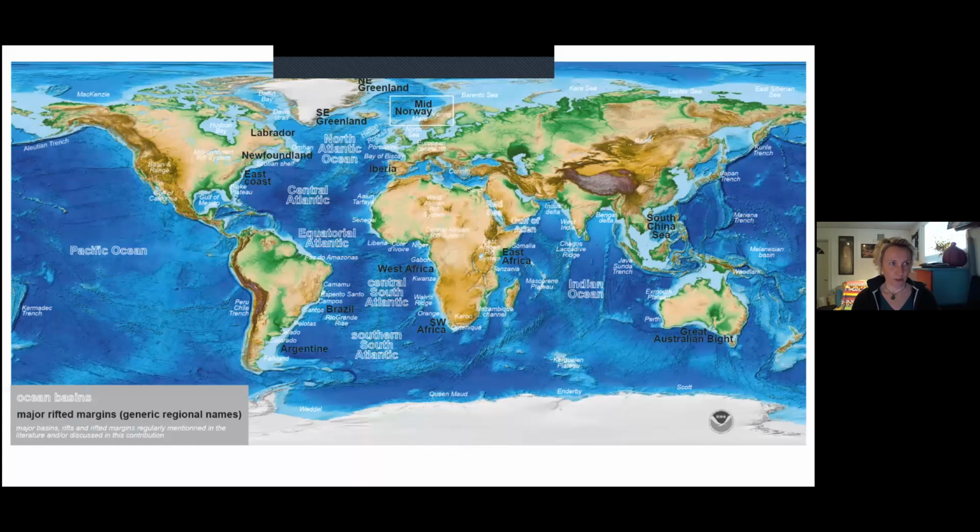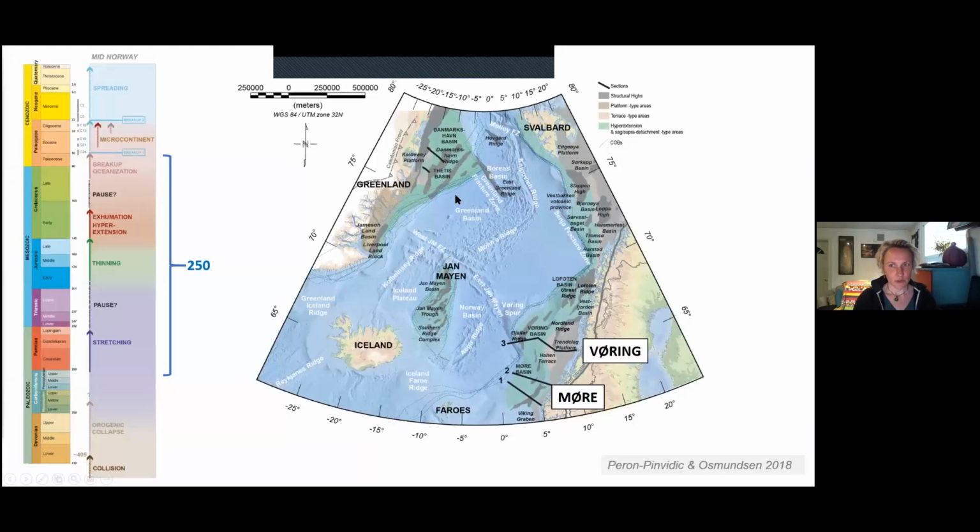So here is where we are going to stay. We are in the Northeast Atlantic, here with mid-Norway. A closer look: here you have Norway, Iceland, Northeast Greenland. This is the mid-Norwegian margin we have here. You already see that it is segmented. We are going today to talk about these two segments we have here, Møre and Vøring. The conjugate is Northeast Greenland, with also Jan Mayen, a microcontinent that we have in the middle here.